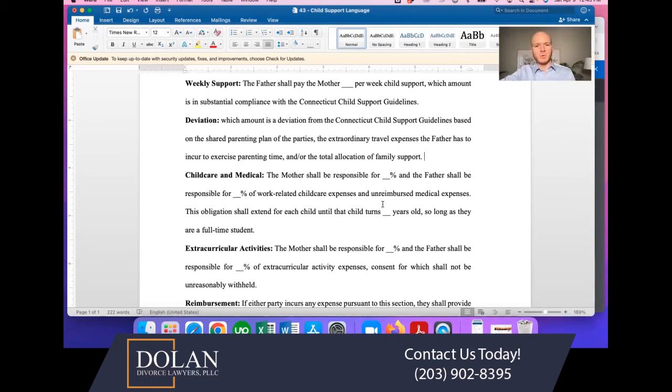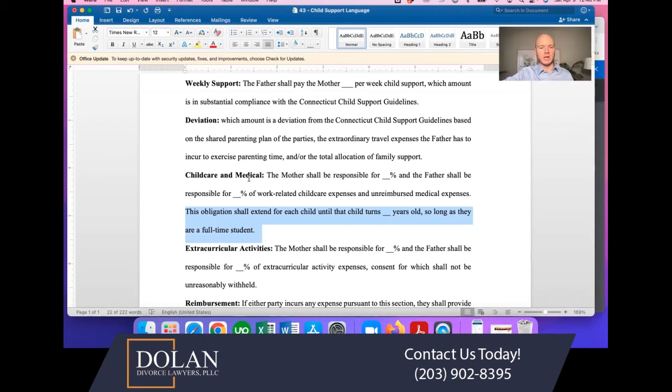So for these extra expenses, you can by agreement have them extend. You might say that they're going to be paid until the child is 21 years old or 23 years old, or for so long as the child is a full-time student. So you can tailor that language however you want beyond the basic child support term.